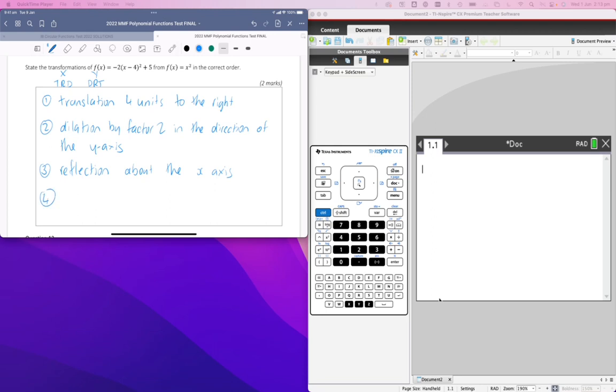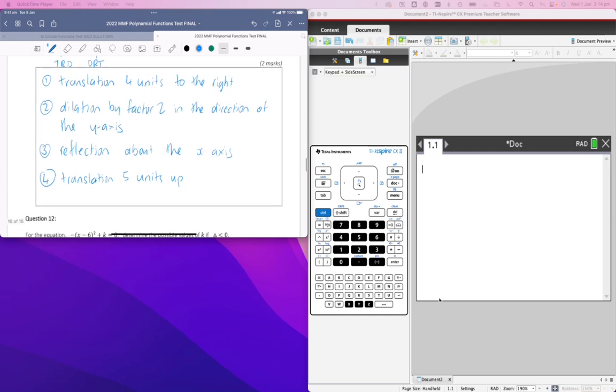And number 4, is there a translation? So that's DRT. Is there a translation? And the answer is yes. We can see that by looking at the +5 here. That means there is a translation. So we can say translation 5 units up. That will do. There's your 4 transformations. So half mark for each of the 4, plus minus half mark if you don't get it in the right order, is how we mark that.